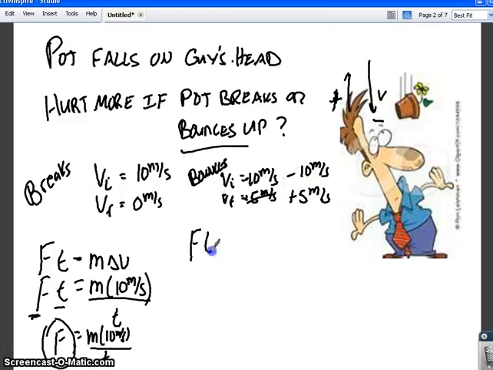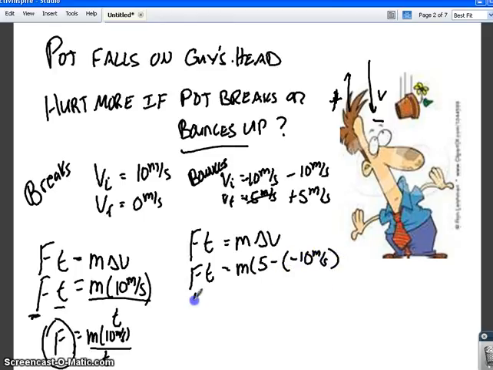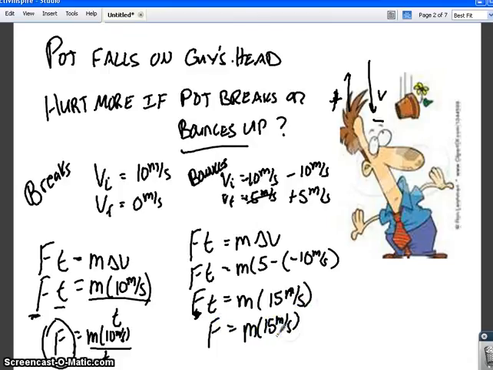So if we have F times t equals m delta v, F times t equals m times 5 minus negative 10, which equals m times 15 meters per second. If we solve for force, we get m times 15 meters a second over t. Whatever our t is, it's going to be the same, and whatever our m is, it's going to be the same. So notice this value is 15. The force on his head is going to be larger. It's going to hurt more if it bounces.